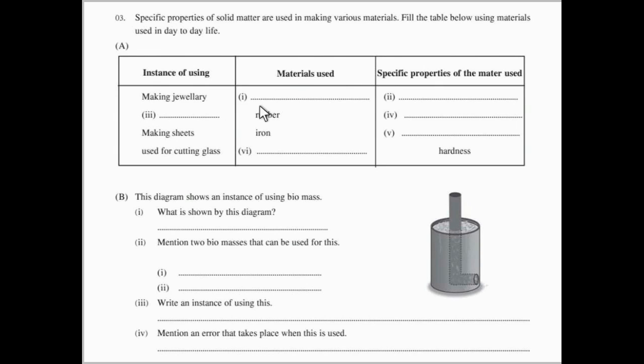Material used: rubber. We can have vehicle tires. What is the specific property of rubber? Rubber can absorb vibrations. Absorbing vibrations. Making sheets.